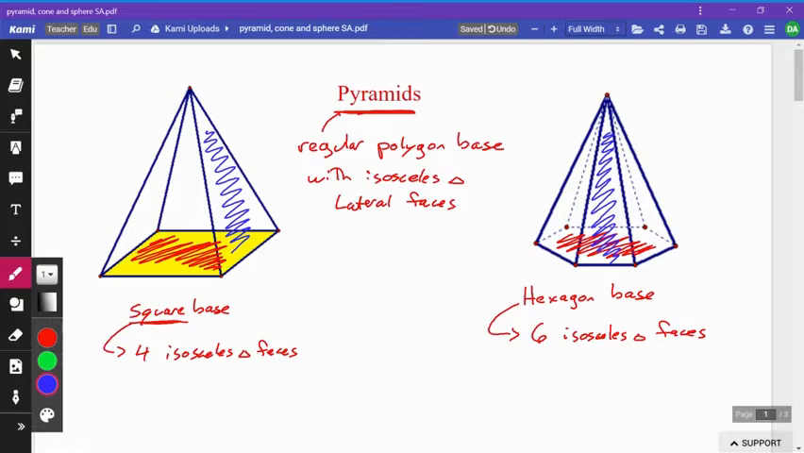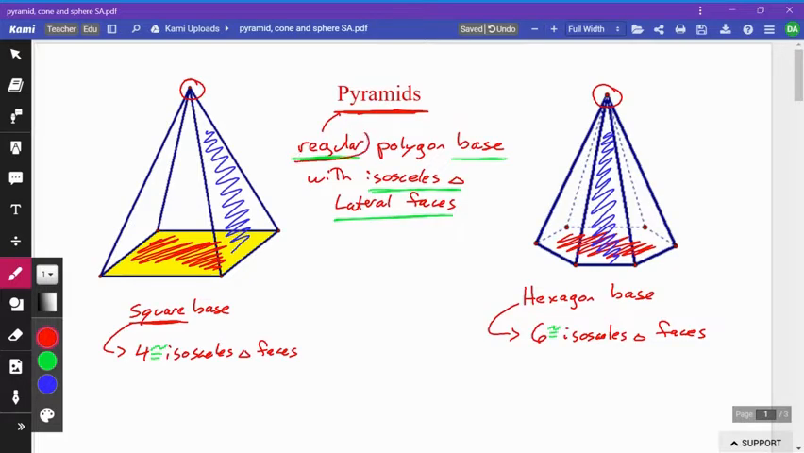Now, since it's a pyramid, all of the triangles are going to meet at a point. Okay, so I can see all of these triangles meeting at a point. And the important thing to note is if I have a regular base, that the isosceles triangle lateral faces are all going to be congruent. So I have 4 congruent triangles on this pyramid, and I have 6 congruent triangles on this pyramid. So by definition, we are looking at a pyramid that has a base with isosceles triangle lateral faces.